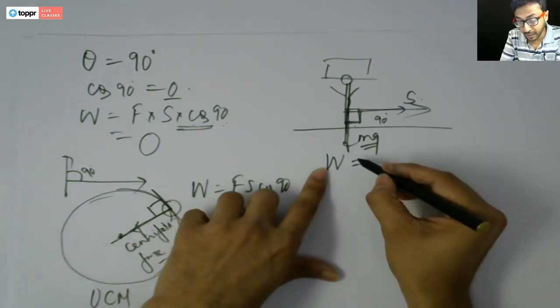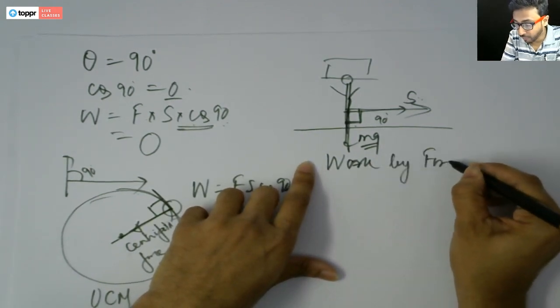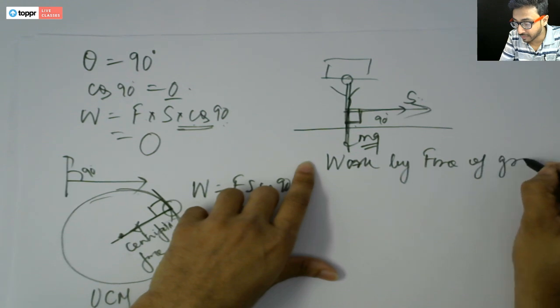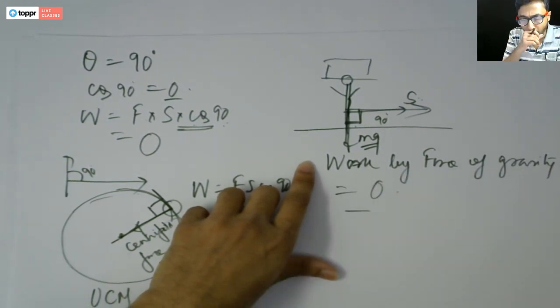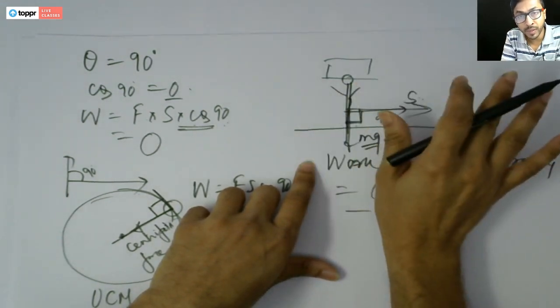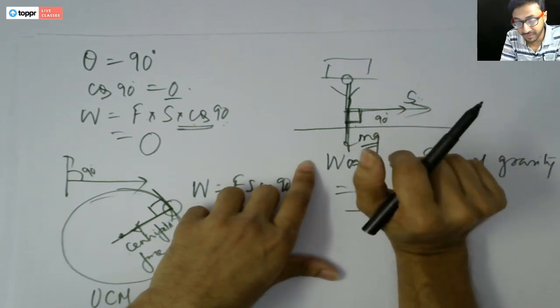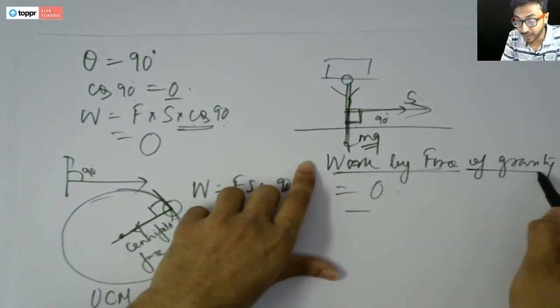So the work done by the force of gravity will be 0. So you can think, isn't the man doing any work? Yes, the man is definitely doing work, but that is not being contributed by the force of gravity.